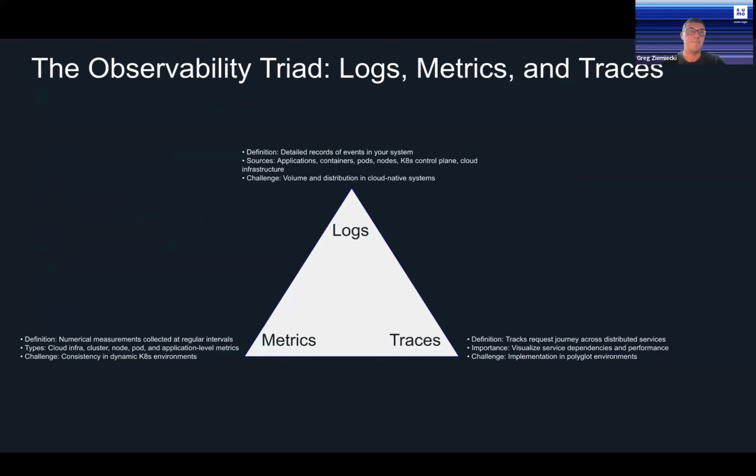Now that we have set the stage, let's deep dive into the more detailed components of observability: logs, metrics, and traces. Let's call those three elements the observability triad. We start with logs, which are detailed events occurring within your systems, a kind of diary of the events.